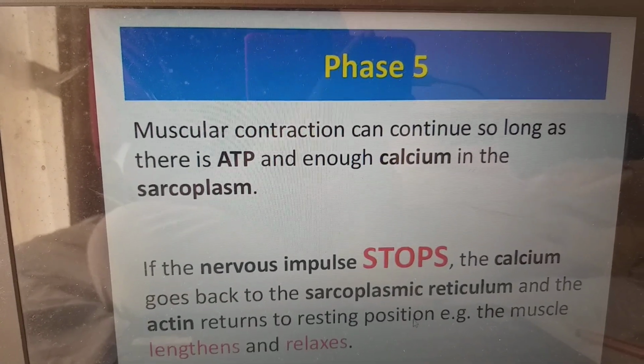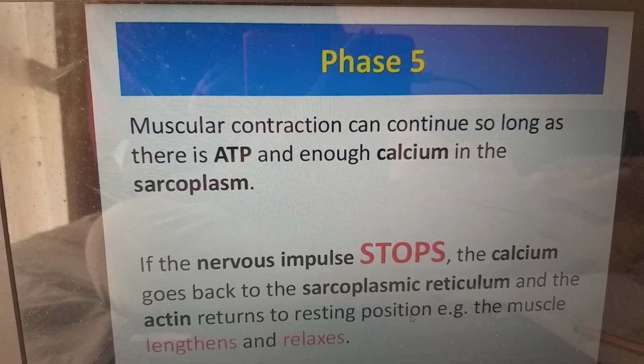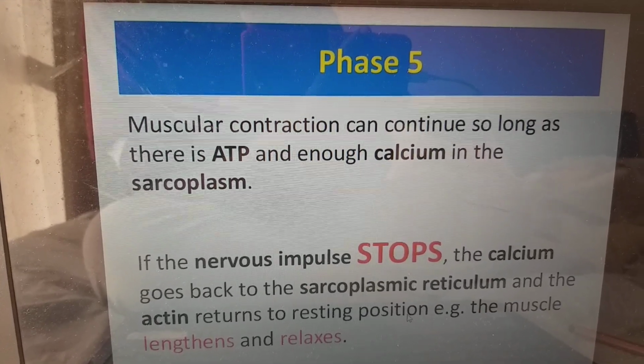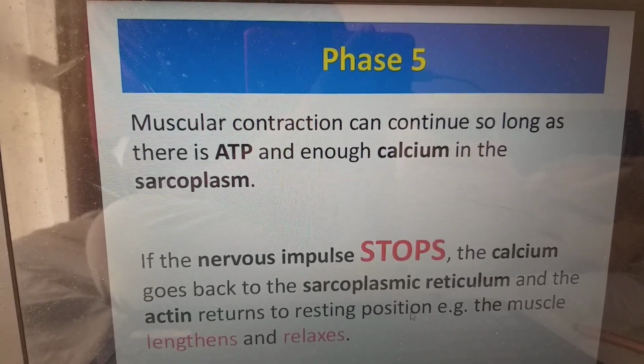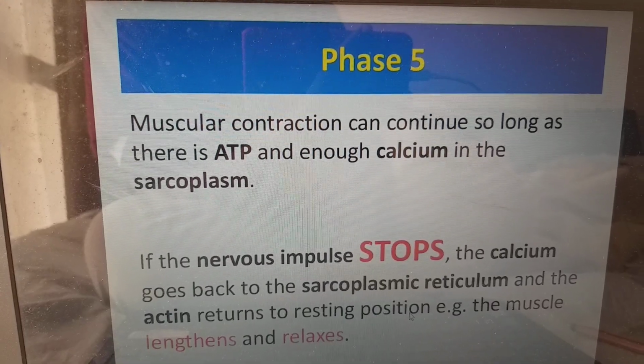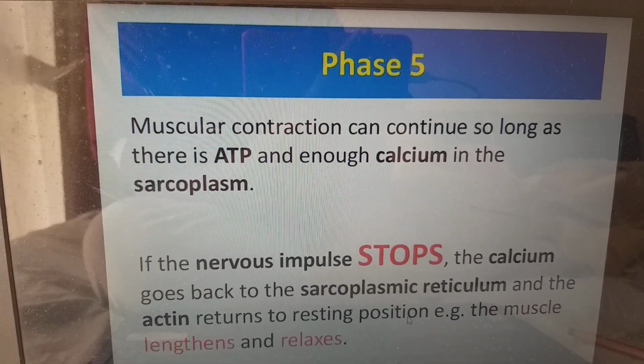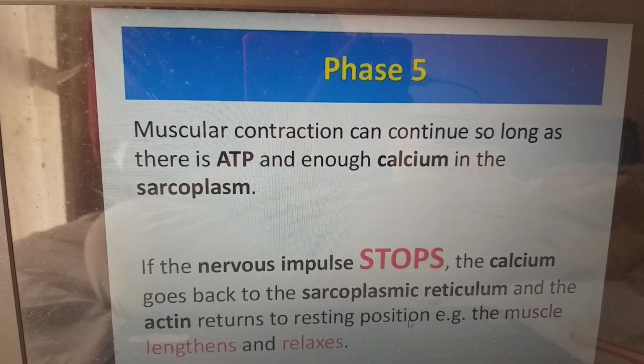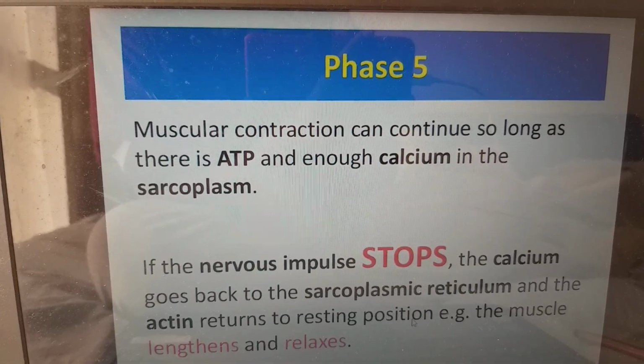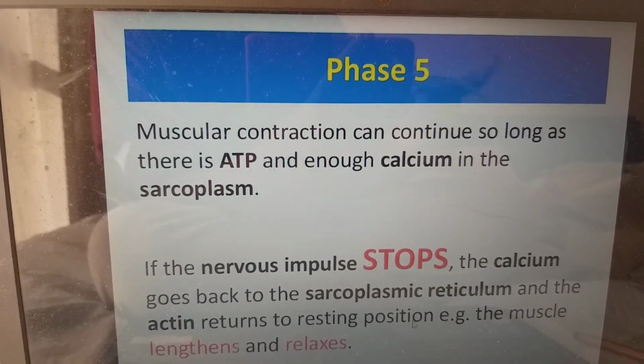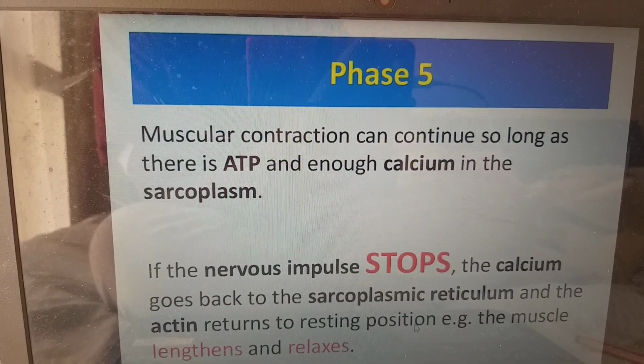If you are very clear about the sliding filament theory, these five phases will be easy for you. Or else you watch my next video on the sliding filament theory. If you are very new to this topic, you watch the overall video about the sliding filament theory first and next you watch this video. Then it will become very easy for you.